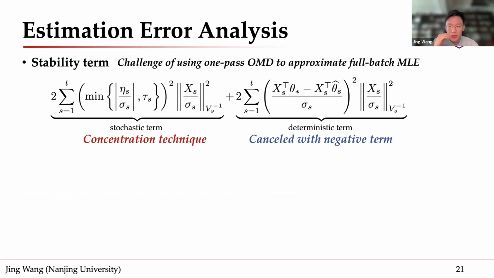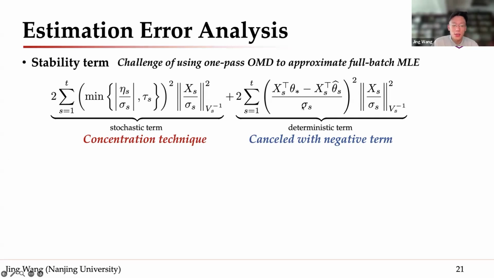In previous analyses of OMD, the deterministic part could be bounded using a potential lemma. Especially, it shows that the term before the norm, without the sigma, is a bounded term. And so the sum of the x norm can be dealt with by the potential lemma.